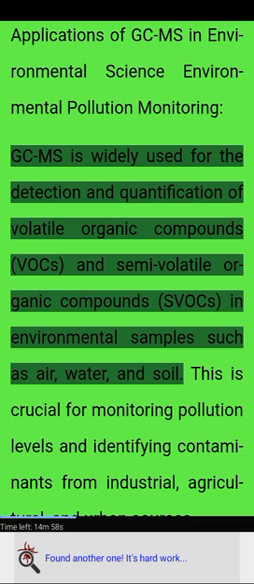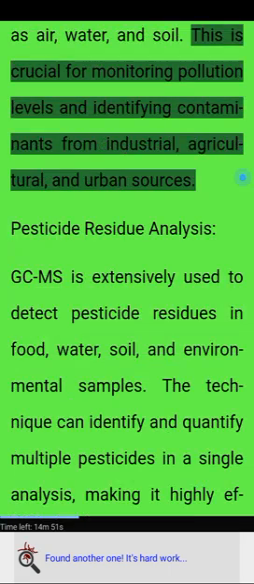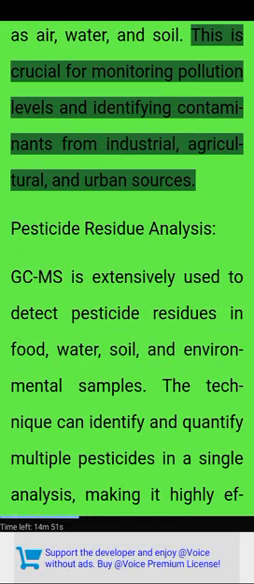GCMS is widely used for the detection and quantification of volatile organic compounds, VOCs, and semi-volatile organic compounds, SVOCs, in environmental samples such as air, water, and soil. This is crucial for monitoring pollution levels and identifying contaminants from industrial, agricultural, and urban sources.